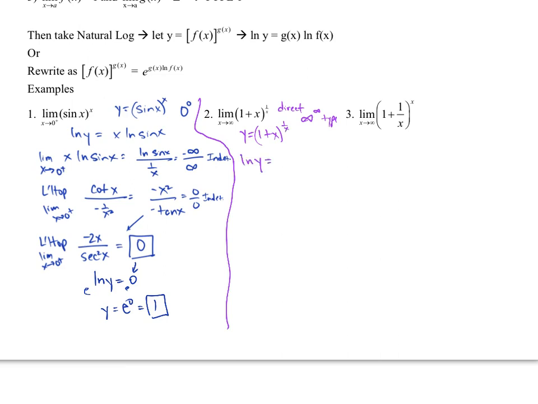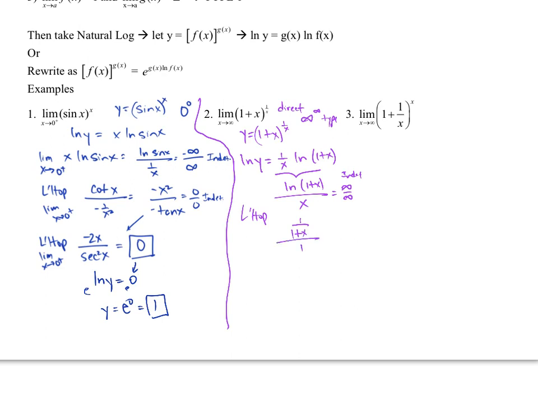ln y equals 1 over x ln 1 plus x. Remember, you do this whenever you have these powers. I'm going to rewrite this side right here because this is the side I'm going to take the limit of. So I'm going to rewrite this as ln 1 plus x over x. This is indeterminate. As I plug in infinity, it won't work out, right? Because you'll get infinity over infinity. So it's indeterminate again. So L'Hopital it. We L'Hopital, I get 1 over 1 plus x. On the bottom, I'm going to get 1.